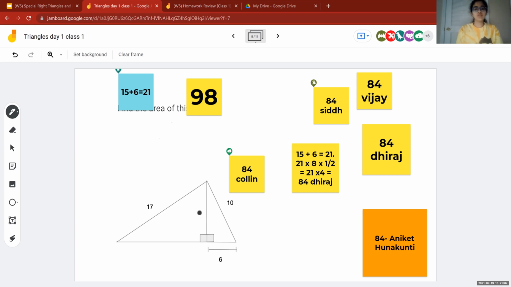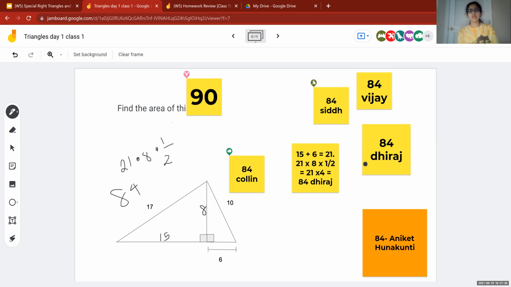Okay, so we know that this is 8 because we solved for that in the first part. And we know that this is 15 because we solved for it in the second part. So to find the area, we find the base times the height divided by 2. So we do 15 plus 6, which is 21. And then we multiply that by the height, which is 8, times 1/2, right? So you get 21 times 4, right? Because 8 times 1/2 is 4. So you get 84. So good job to everybody who got it correct.